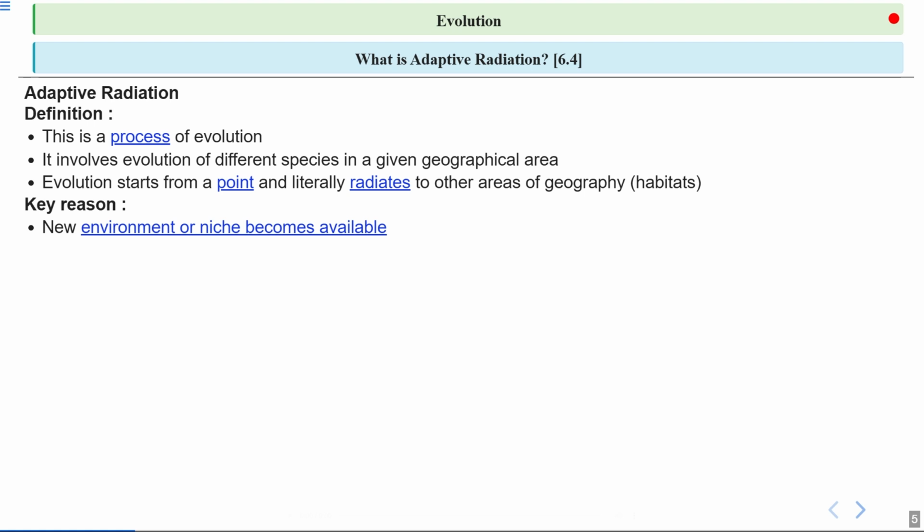Okay, availability of a new environment or niche. This drives the process of adaptive radiation, or you can say evolution of a new species. Now, this availability of a new niche provides opportunities for a species to diversify. Okay, so it is a kind of invitation for the species to evolve and fill different ecological roles. Alright, this is clear.